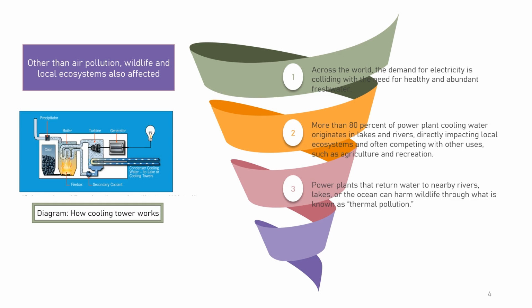Across the world, the demand for electricity is colliding with the need for healthy and abundant fresh water. More than 80% of power plant cooling water originates in lakes and rivers, which directly impacts local ecosystems and often competes with other uses, such as agriculture and recreation. Power plants that use water return the water to nearby rivers, lakes or the ocean, which can harm wildlife through what is known as thermal pollution.